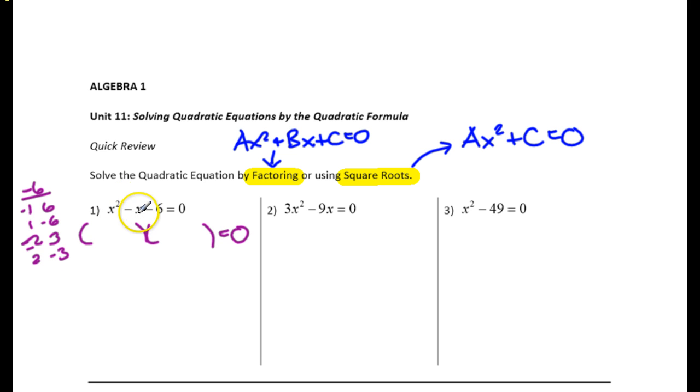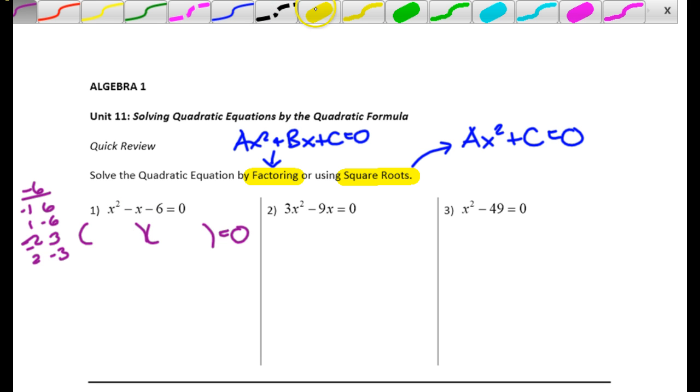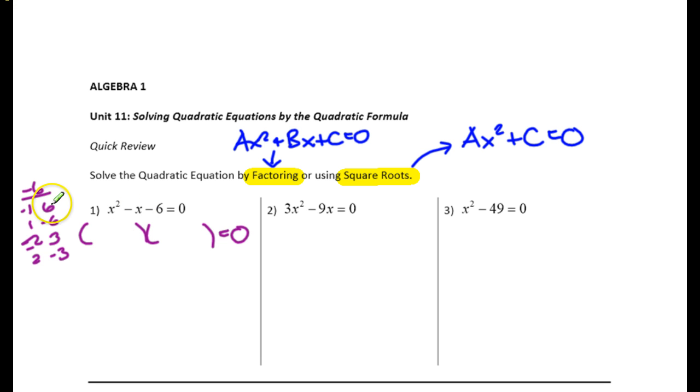But now I have to add them up to make negative 1. So if I go through my pairs and add these up in my calculator, negative 1 plus 6 is positive 5. 1 plus negative 6 is negative 5. Those don't work. Negative 2 plus 3 is positive 1. 2 plus negative 3 is negative 1. This is my pair. That's going to give me what I want. So x squared is my x times x, and then one term is positive 2, and one term is negative 3.